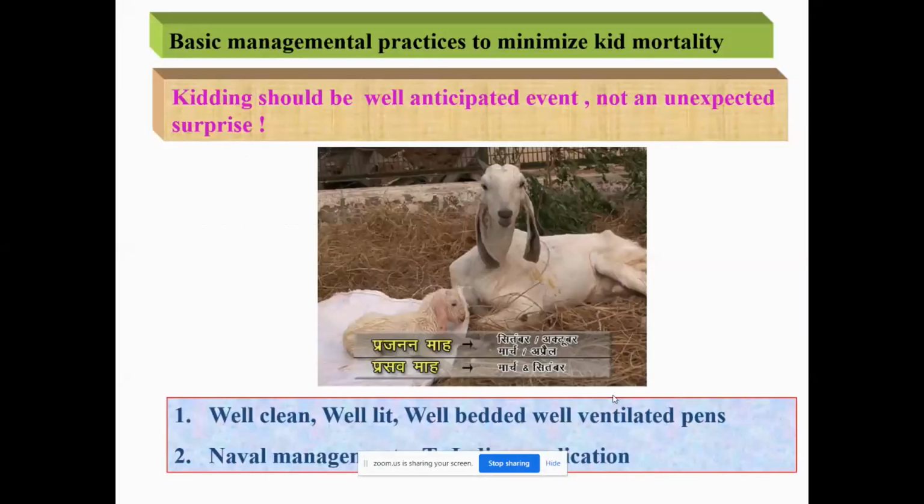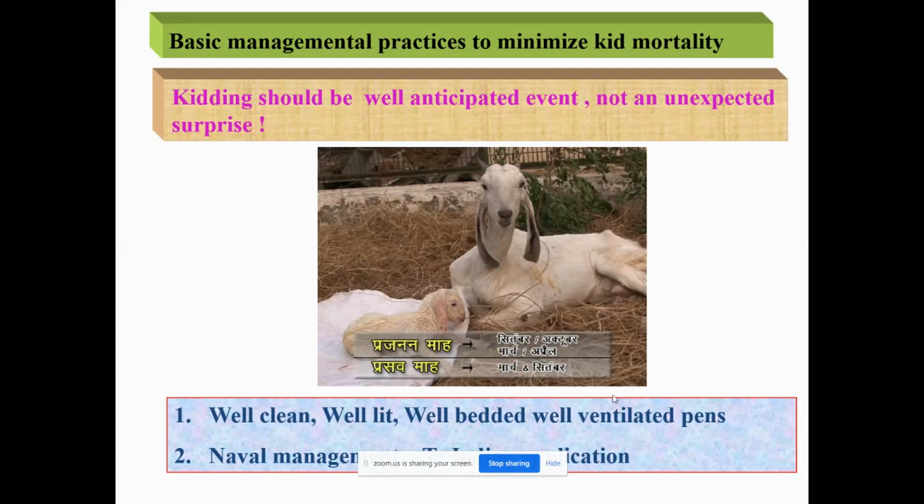Now we come to some basic managemental practices to minimize kid mortality. There is a basic concept behind it: kidding should be a well-anticipated event, not an unexpected surprise. It means that when you are rearing animals in an organized sector, you should breed the animals at a particular period of time. When kidding happens at one point of time, you have better management practices and can handle the situation more smartly. Otherwise, if it is just like a maternity home, then the infection is continuously maintained and it is very difficult to control the problem of kid mortality.